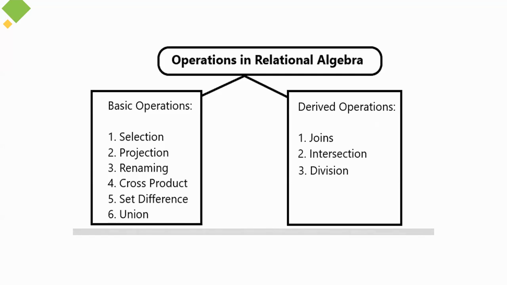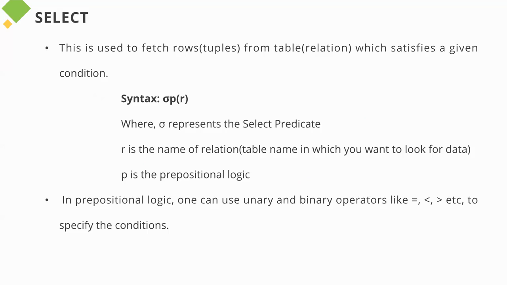We have classified the operations in relational algebra as basic operations and derived operations. Basic ones are selection, projection, renaming, cross product, set difference, and union. Whereas derived ones are joins, intersection, and division. We'll see these derived operations in detail in future videos.